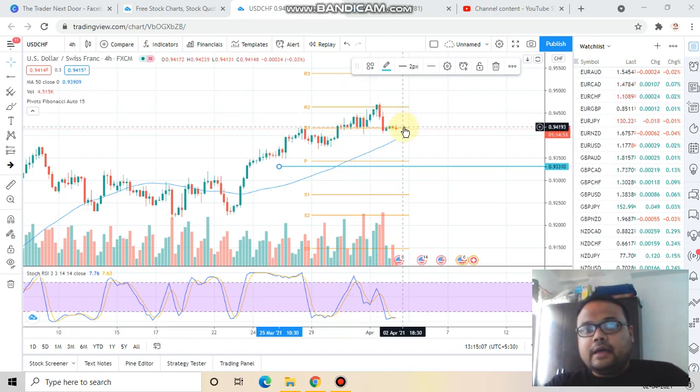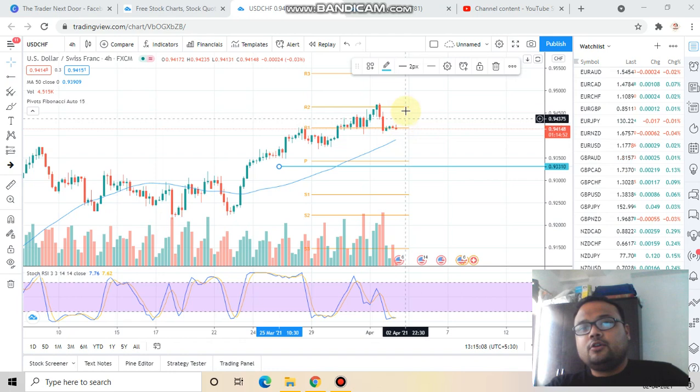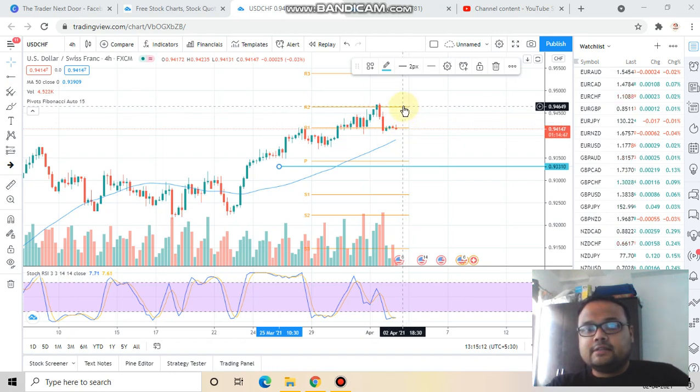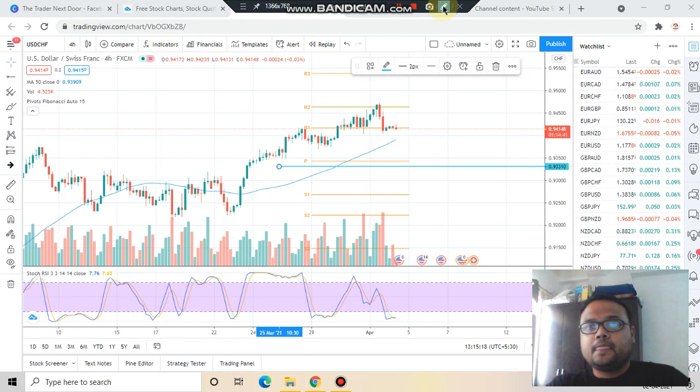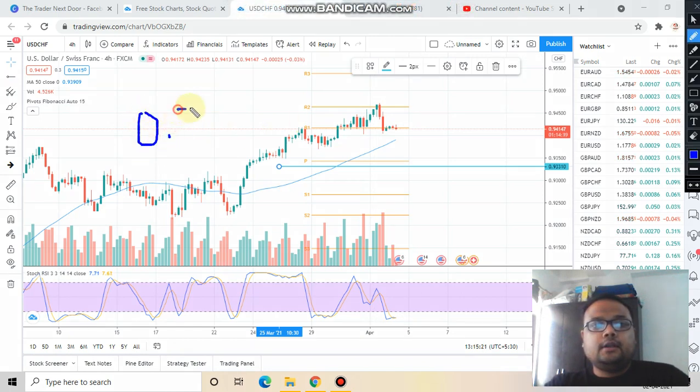And if you enter here, then what will be your target? Your first target will be this level, 0.9470. Let me write it down here. 0.9470. This will be your first target, this level, if you enter here.